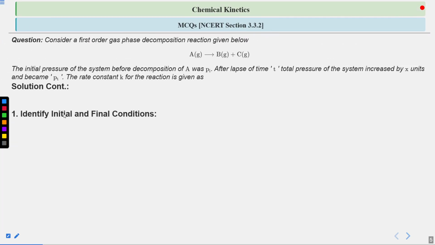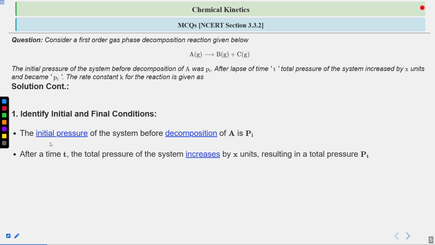So first of all, now what we will do is identify the initial and final conditions. So the initial pressure of the system before the decomposition of A is Pi, already given. Now after a time T, the total pressure of the system increases by X units, right? B becomes X pressure, for C also X pressure, right? So after a time lapse of T, the total pressure of the system increased by X units, resulting in a total pressure which is denoted by PT.